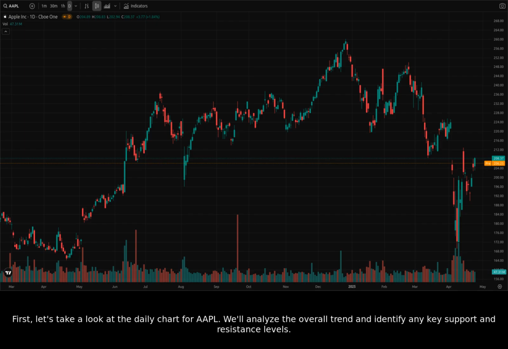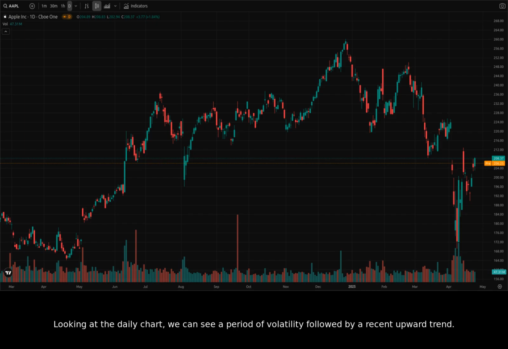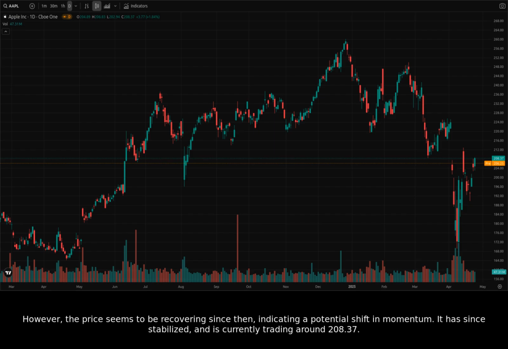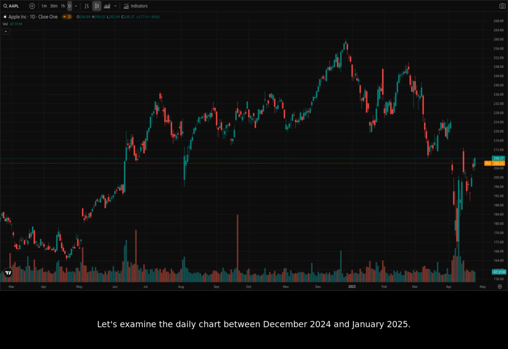First, let's take a look at the daily chart for Apple. We'll analyze the overall trend and identify any key support and resistance levels. Looking at the daily chart, we can see a period of volatility followed by a recent upward trend. Notice the large red candles from early April 2025, suggesting a strong bearish sentiment at the time. However, the price seems to be recovering since then, indicating a potential shift in momentum. It has since stabilized and is currently trading around 208.37.